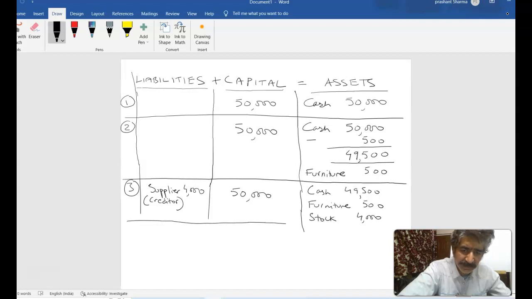So now let's add up the asset side, the right hand side. So 49,500 cash plus 500 rupees of furniture, that makes it 50,000, plus stock of 4,000, that makes the total 54,000 worth of assets. On the left hand side we have liabilities and capital. You can see 4,000 of liability, supplier, that is liability, and capital of 50,000, that comes to 54,000 on the left hand side, 54,000 on the asset side. So hence accounting equation balances.